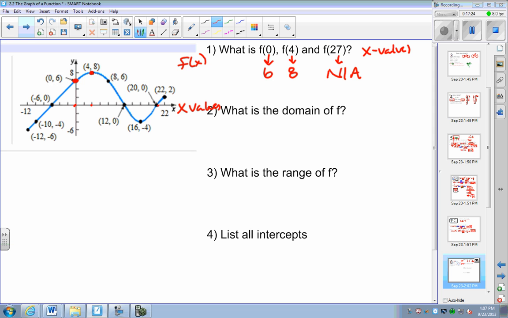We can't say it's 0. This is something that has a 0. This has a 0, but we don't know what happens at 27.